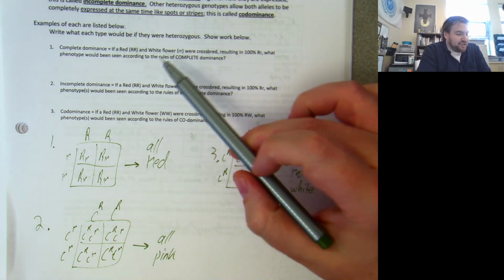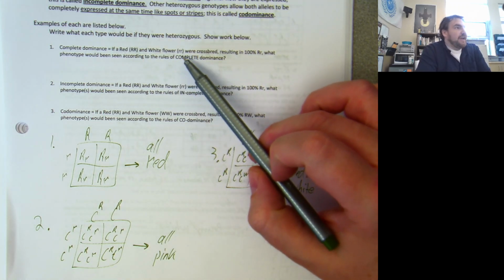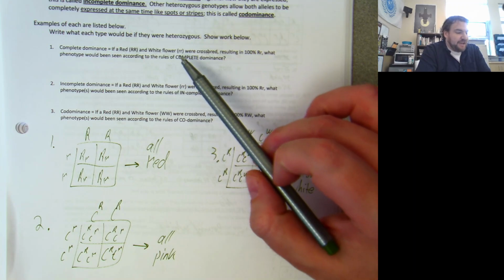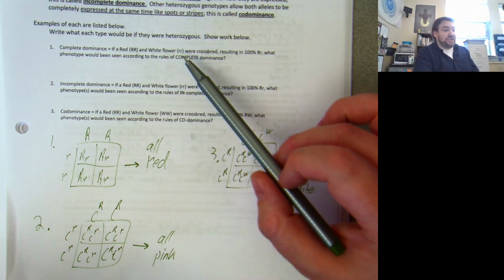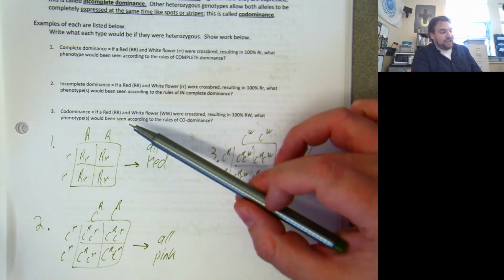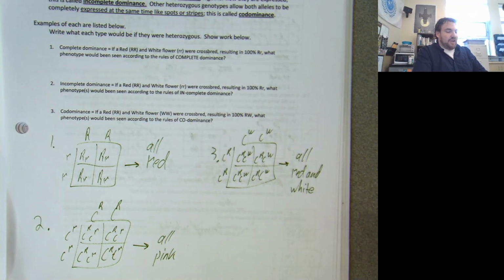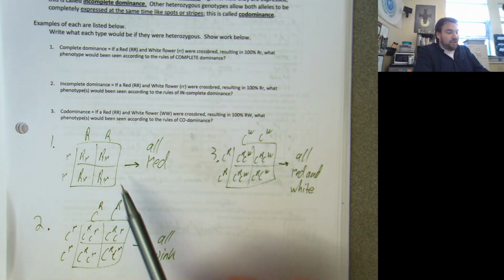You had a homozygous dominant parent crossed with a homozygous recessive parent. The first one was complete dominance, which is what we started with, then incomplete, then co. And it asked you to look at the resulting phenotypes. Because for each, the resulting genotypes are all the same. All the resulting genotypes are heterozygous.